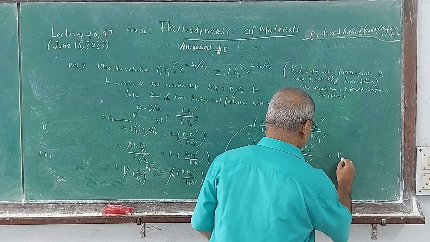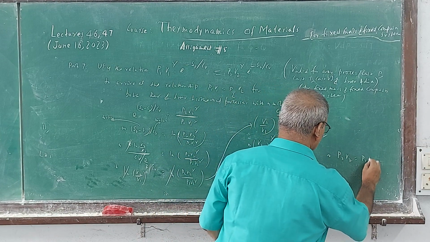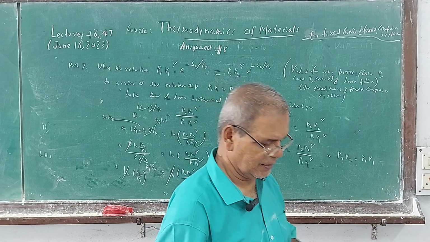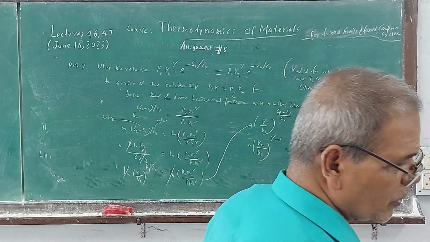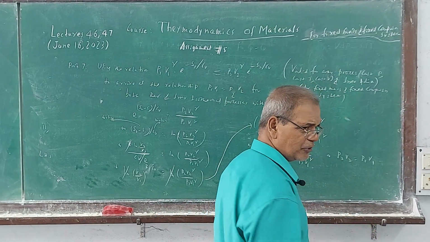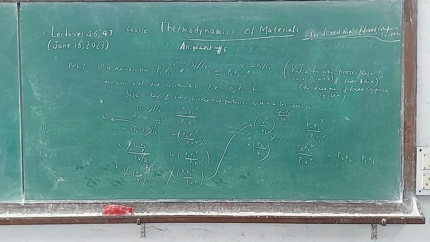So what is shown is that P1 V1 is P2 V2. That is the isothermal process. What is isothermal? PV is constant. P1 V1 equals P2 V2 is only for isothermal. Similarly, V1 by T1 is V2 by T2 for a constant pressure process. For a constant volume process, P is proportional to T, so P1 by T1 is P2 by T2. Shown.